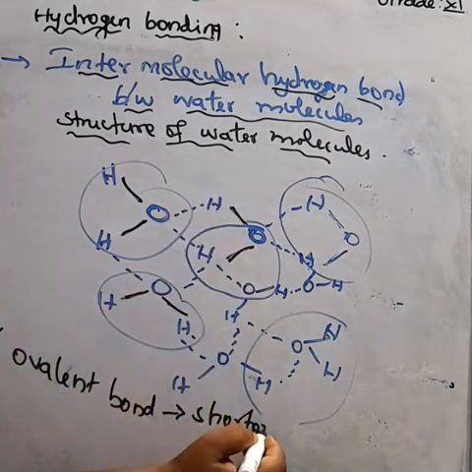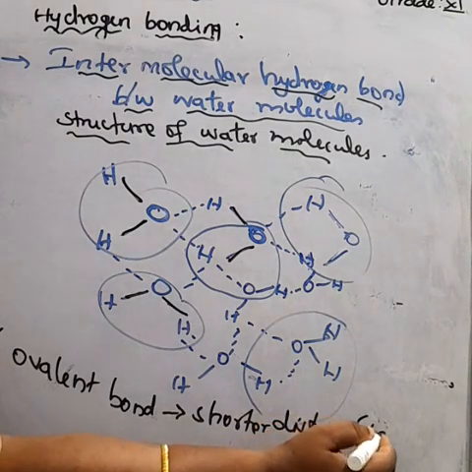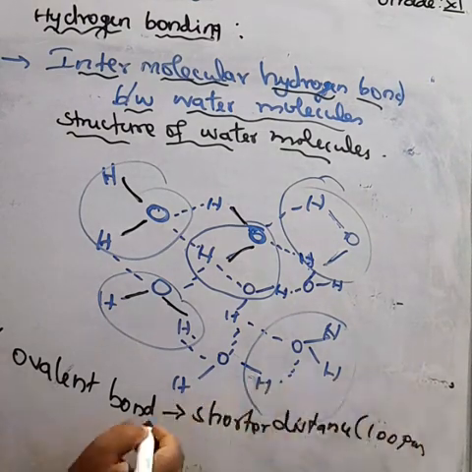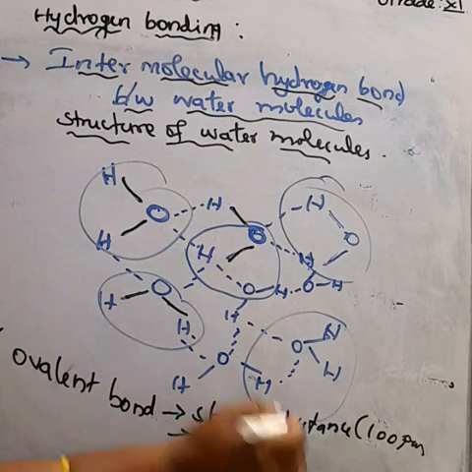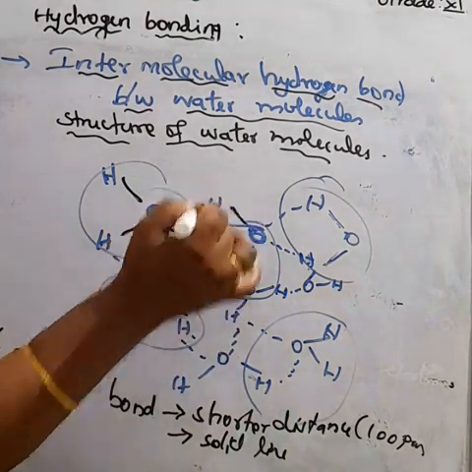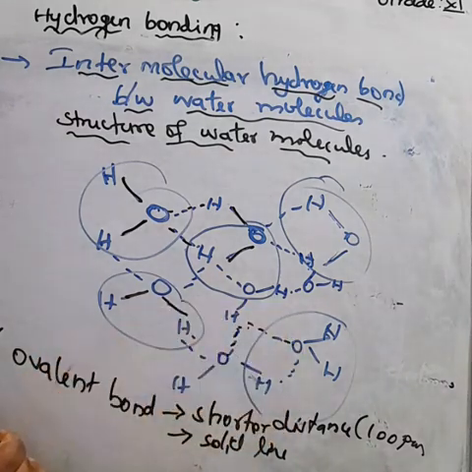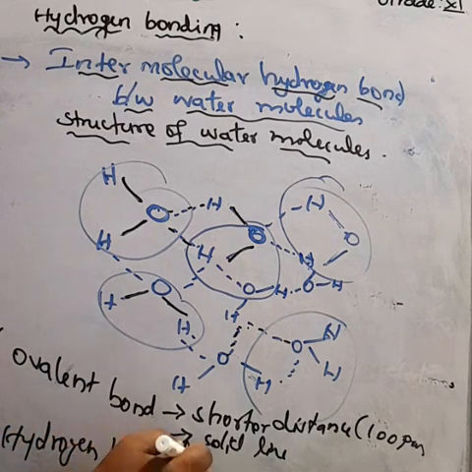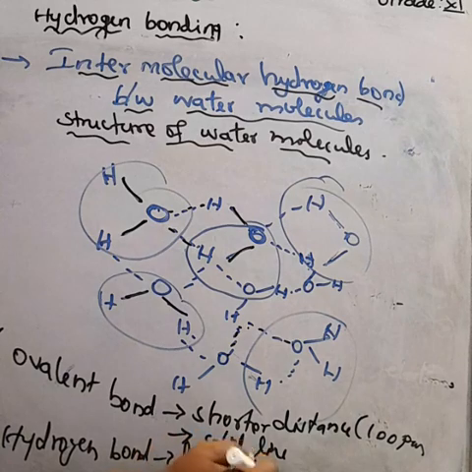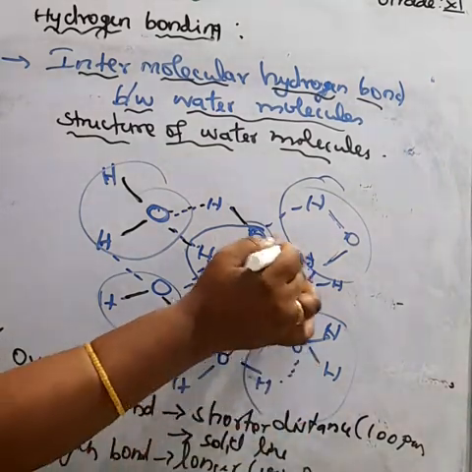Okay, so here the covalent bond is the shorter distance, it is 100 picometer, and the hydrogen bond is the longer distance, it is 180 picometer. The distance between the hydrogen and the covalently bonded atom is 100 picometer, and the distance between the hydrogen bonded molecules is 180 picometer. Understood? These are about the structure of the hydrogen bond, the structure of the water molecule.